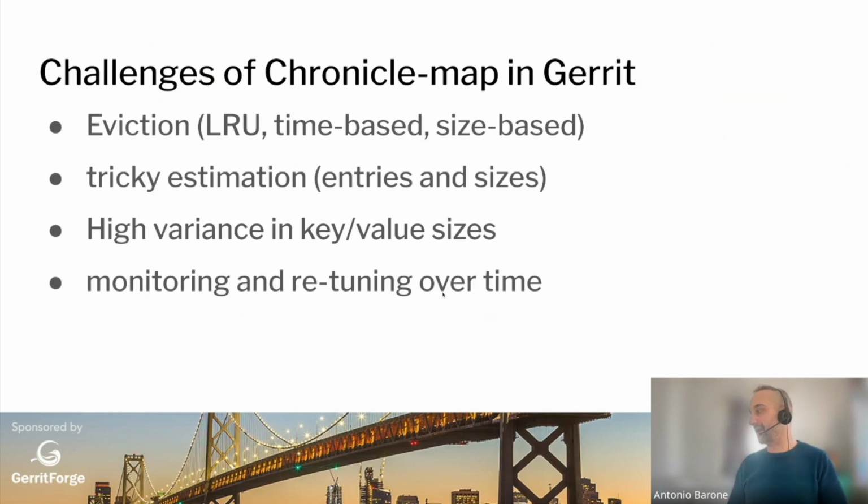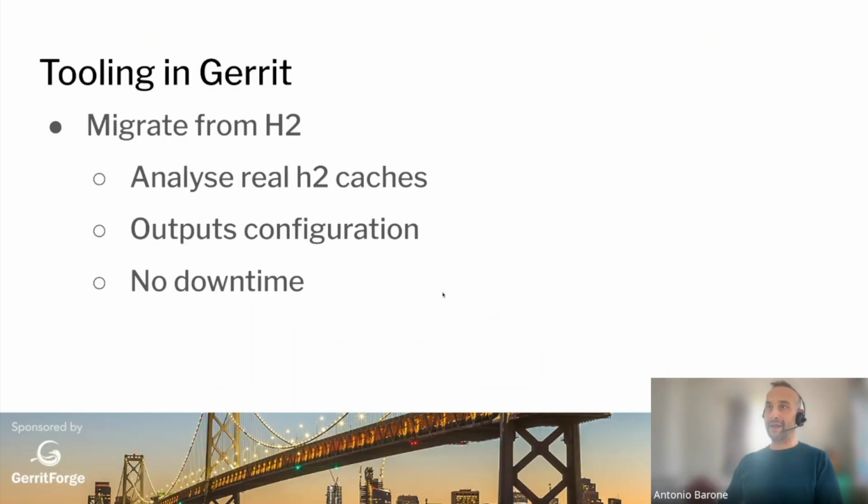Cache-chroniclemap is great when it comes to metrics and monitoring. There are many metrics that will help you understand if your cache is bloated, if it is expanded, how many times, and so forth. You can find all of this in the configuration documentation. And as I said, there is some tooling that will help you in this effort.